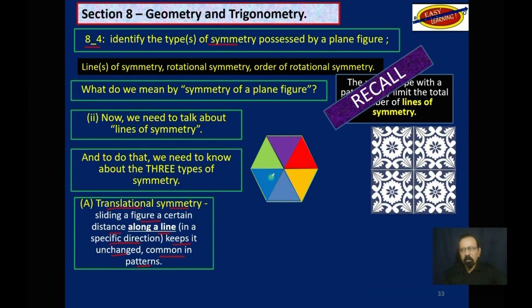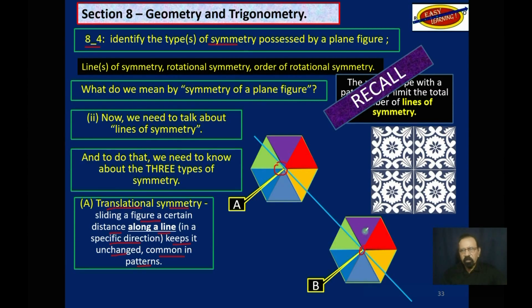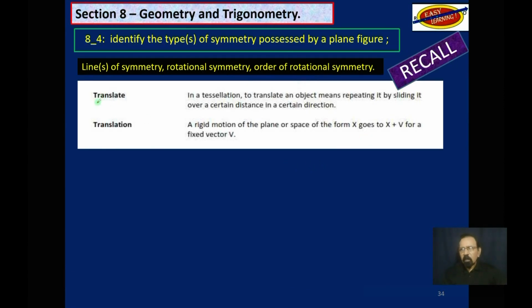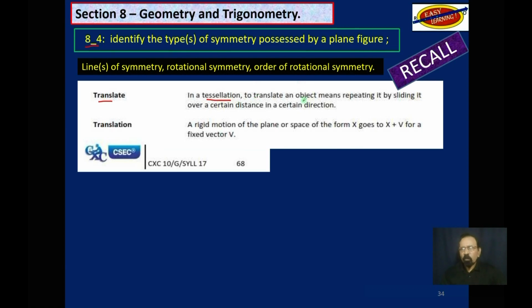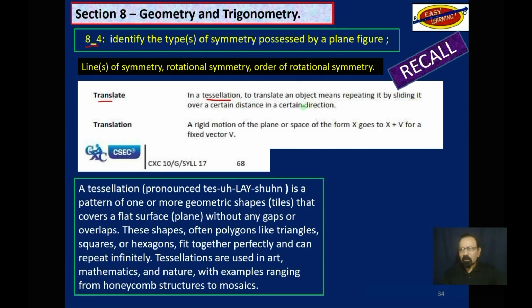For example, now remember this is review. If you take this object here and you take that midpoint A and you slide the whole object over here, so it becomes this, that is called translation symmetry. Every aspect has a one-to-one mapping. Recall still that in this video here, we talked about translation, and your syllabus mentioned something about tessellation, which we are not really using in this syllabus. We are, however, using translation. So we will stick with translation.